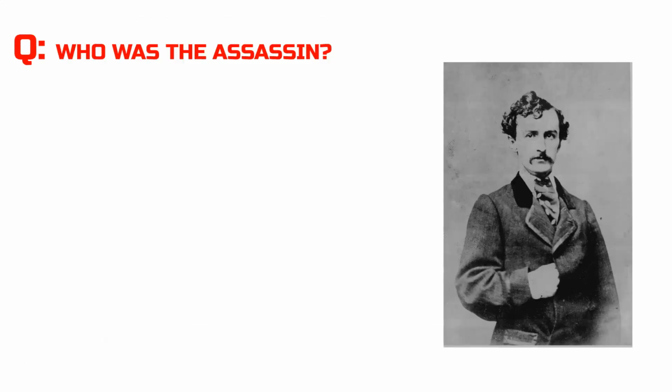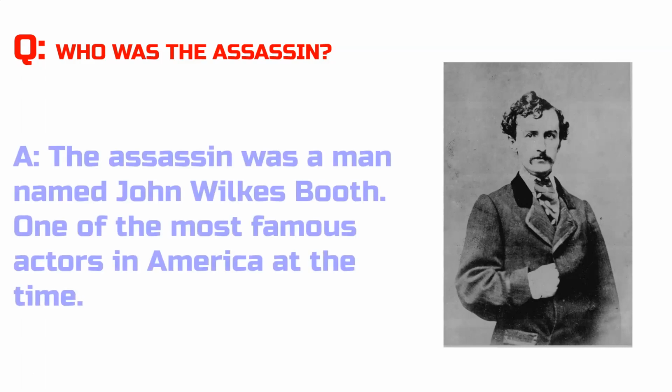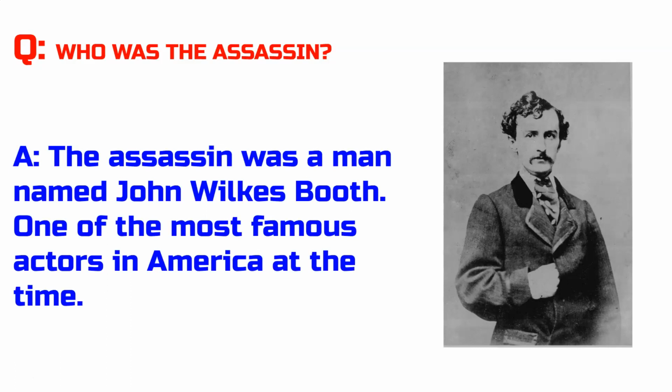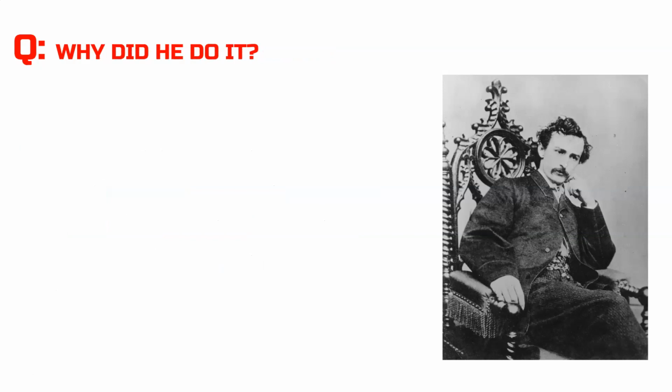Now your questions, let's review this. Who was the assassin? Well, it turns out the assassin was a familiar face to everybody in Washington, D.C., maybe America as a whole. The assassin was a man named John Wilkes Booth. He was one of the most famous actors in America at the time. Well, why did he do it?